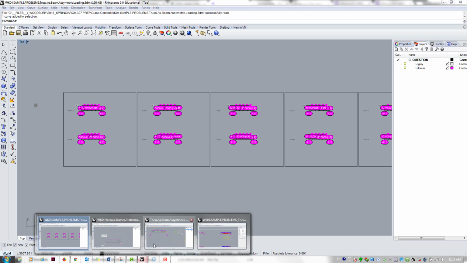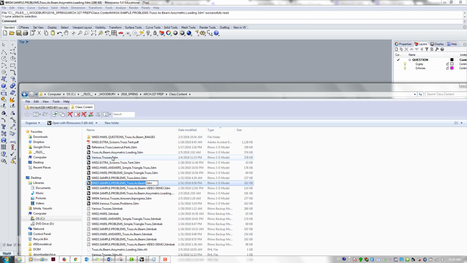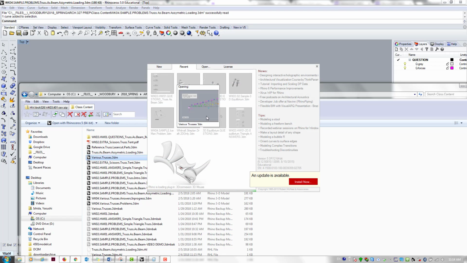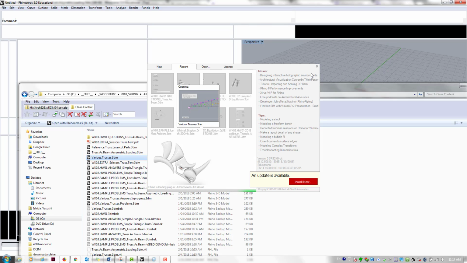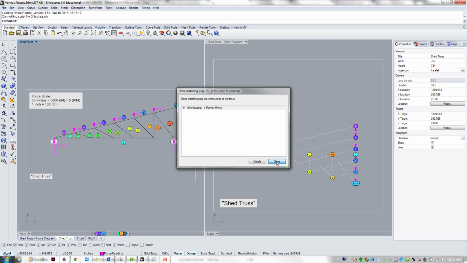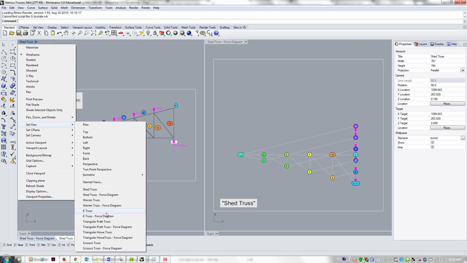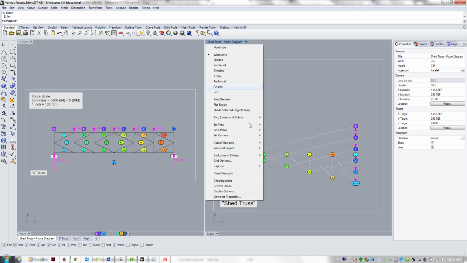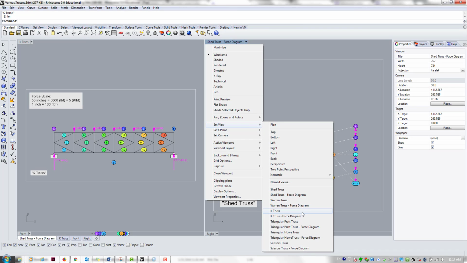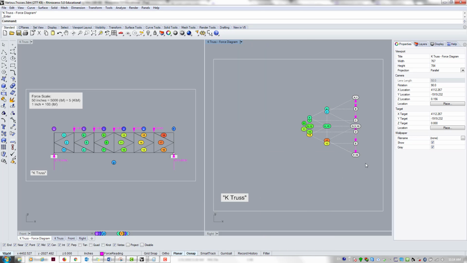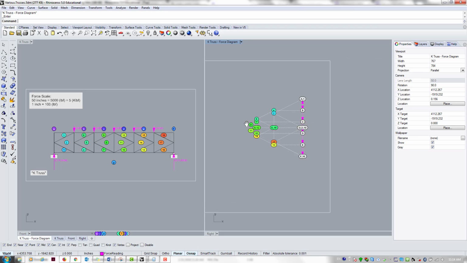Let's see, is it this one? This one has been symmetric. So let's see. But I can skip a process. Alright, so I'll try to show you that K-truss, which is going to end up looking like this. So yeah, let's see if we can do that.